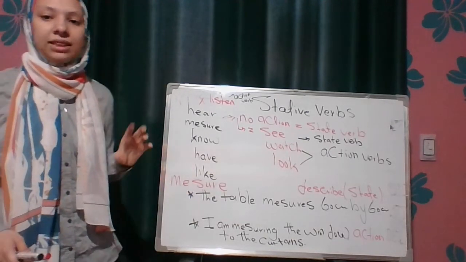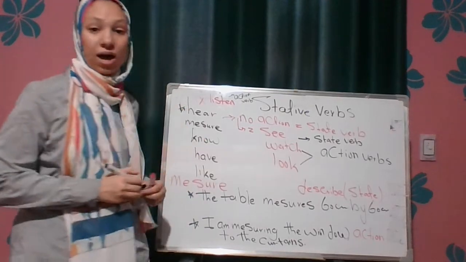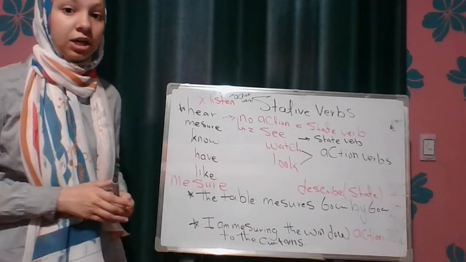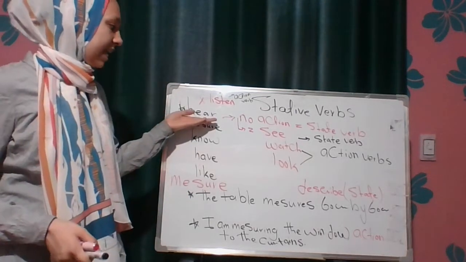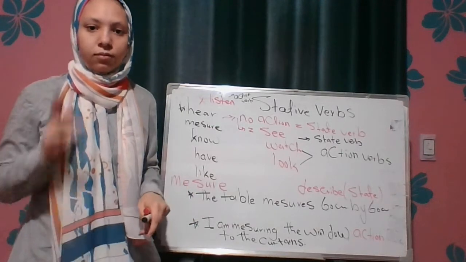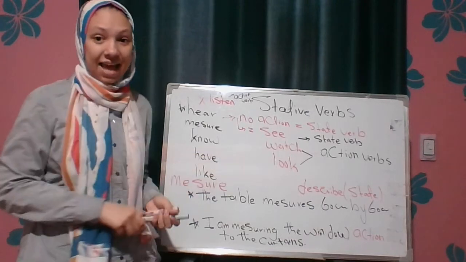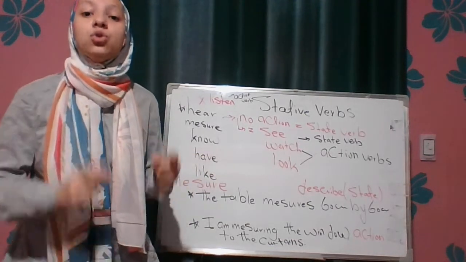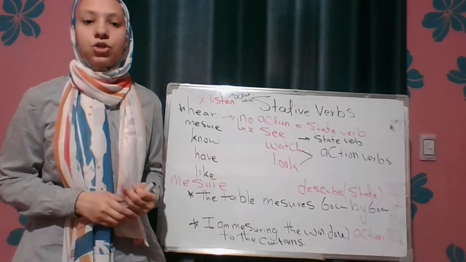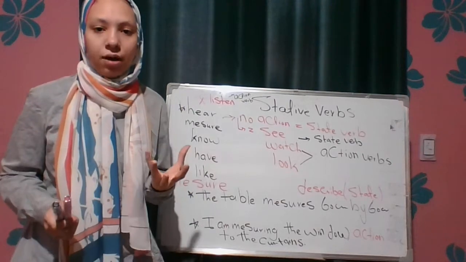So let's take "hear". The word "hear" is a really good example of a stative verb. For example, I hear the sound. Yes, you will hear it if you don't want to hear it, and if you want to hear it, you will hear it. So there is no action here. So this is a state verb.